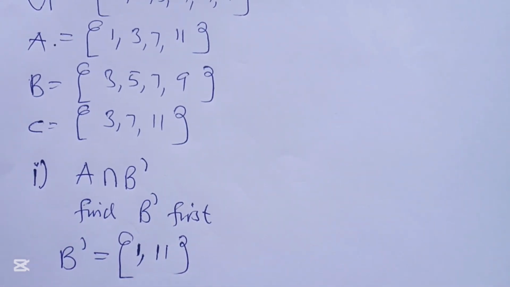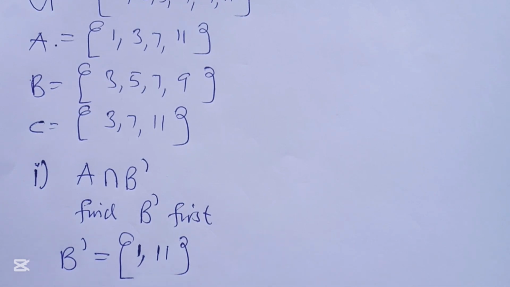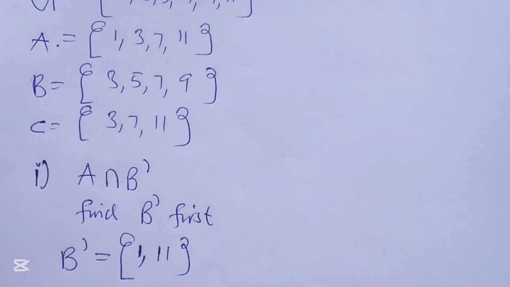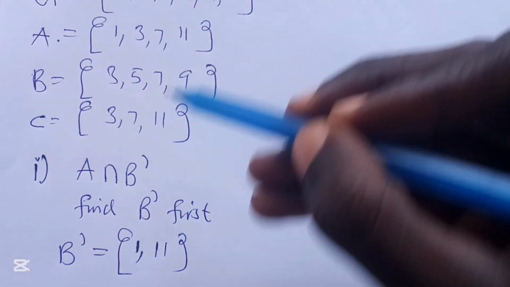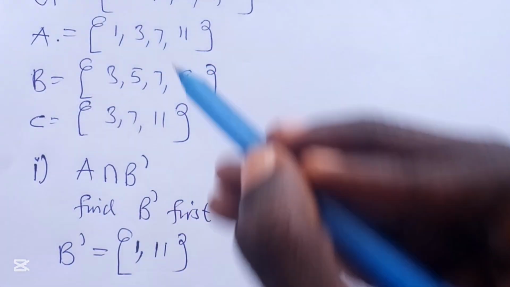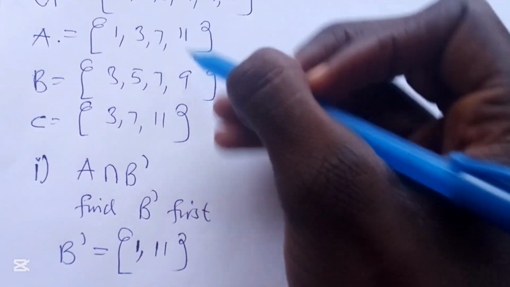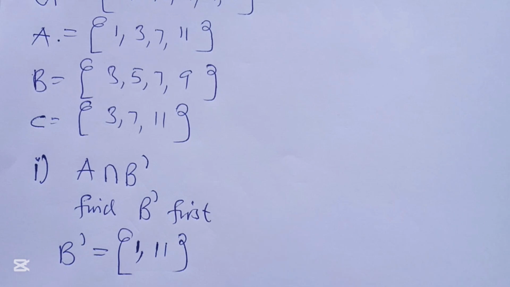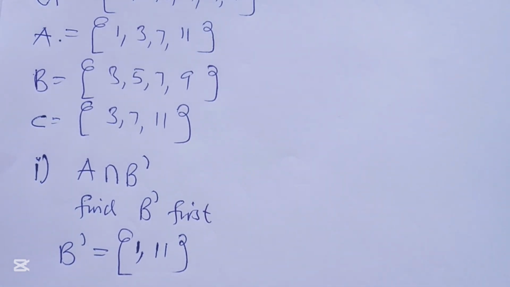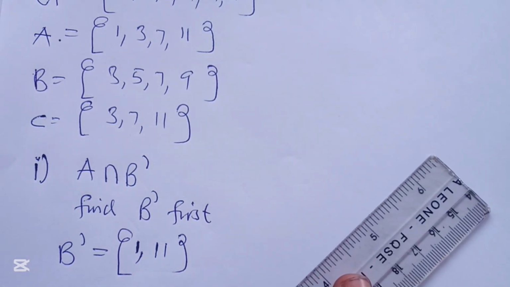Now to find A intercept B complement, meaning this symbol, we already explained it. We combine the two sets and look at the points where they meet. This is A and this is B complement. If you look at this, they meet at 1 and they also meet at 11. So therefore, A intercept B complement is 1, 11. This is our answer for Roman 1.